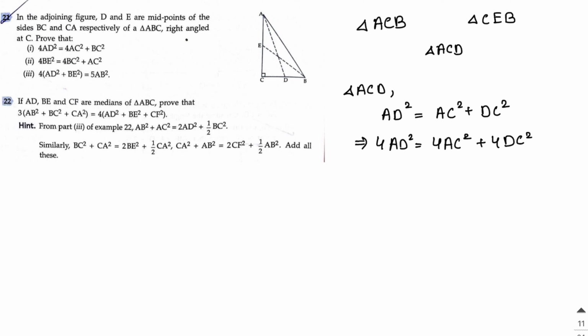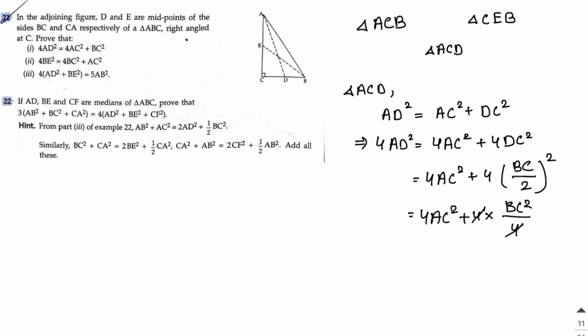So now D is the midpoint of BC. So if D is the midpoint of BC, then you can write in the place of DC, that one equal to BC by 2 whole square. Okay, so 4AC square plus 4 into BC square by 4, 4 cancel out, so 4AC square plus BC square, and it's proved. That is the first one.